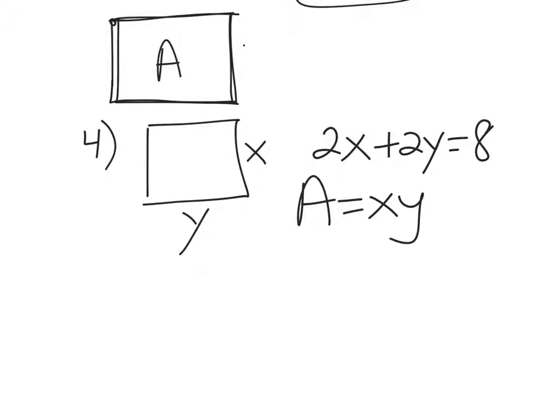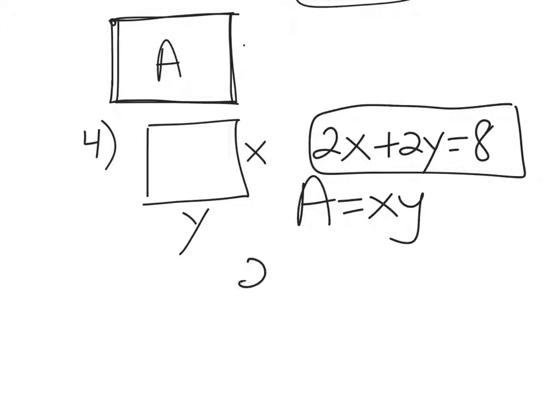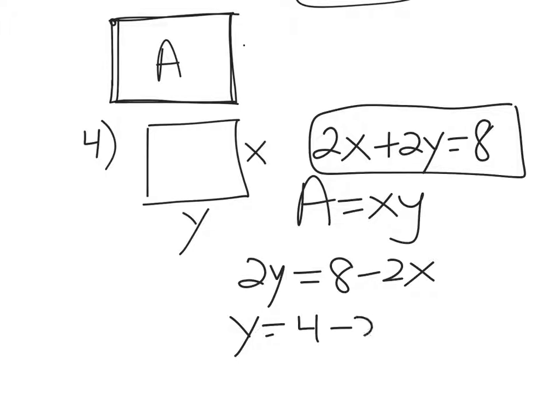So we have 2 equations. We're going to solve for y in one of them. Let's solve for y here. We're going to subtract 2x to the other side. 8 minus 2x. Divide everybody by 2. Y equals 4 minus x. Take that.